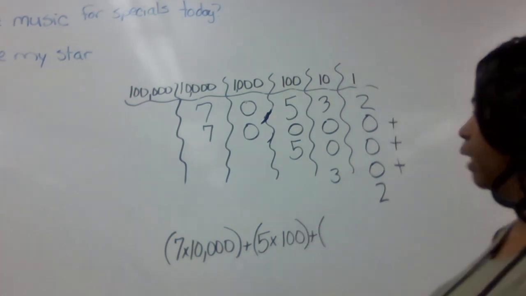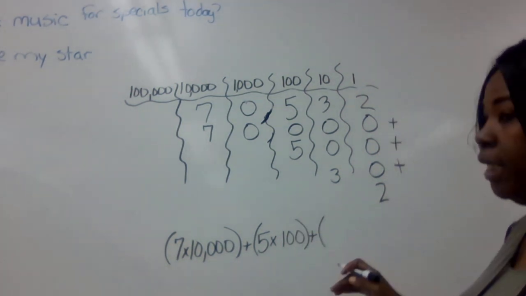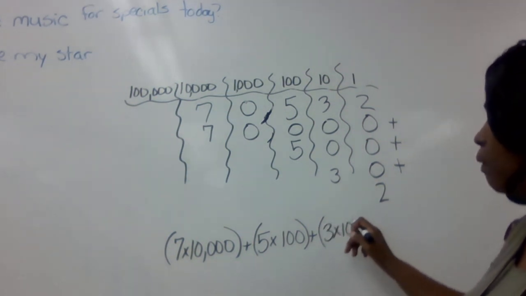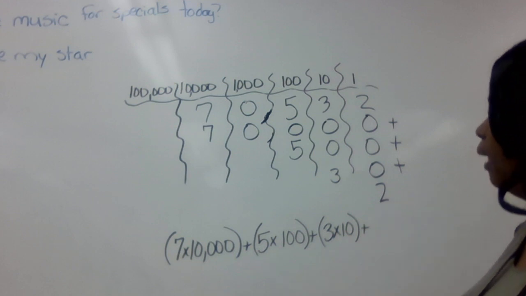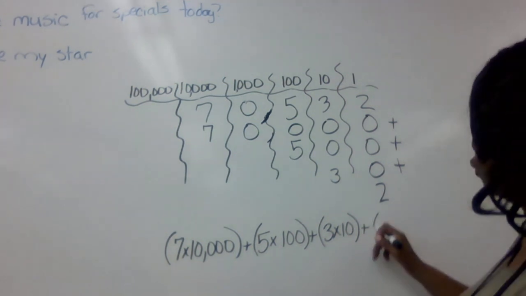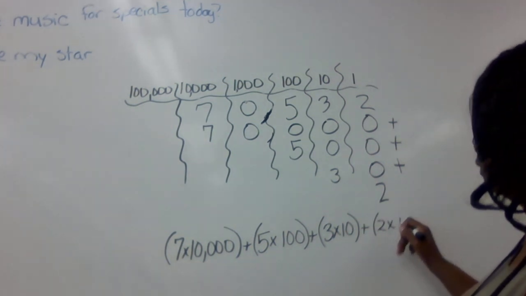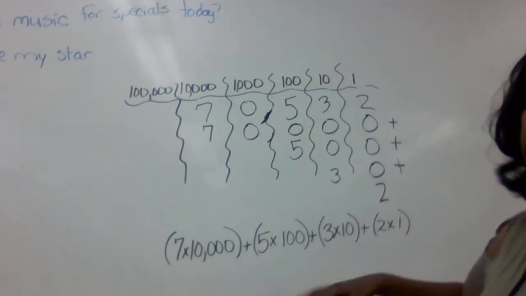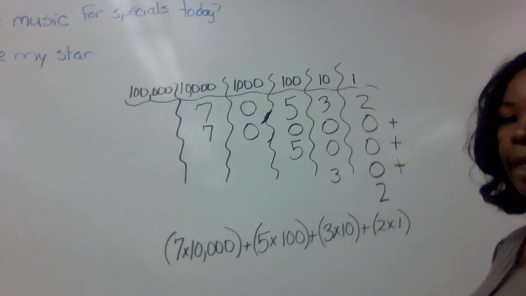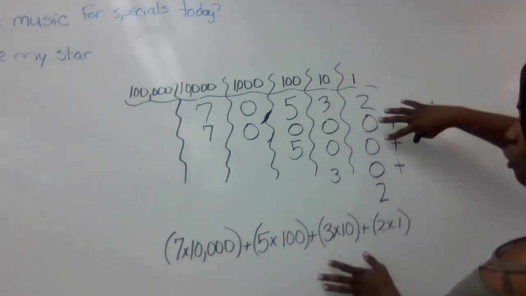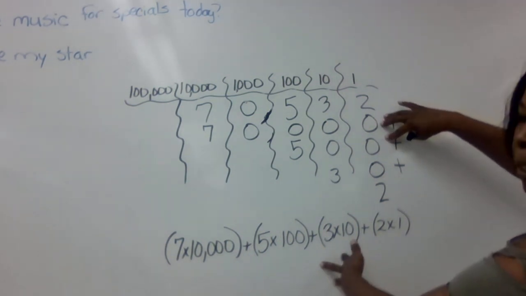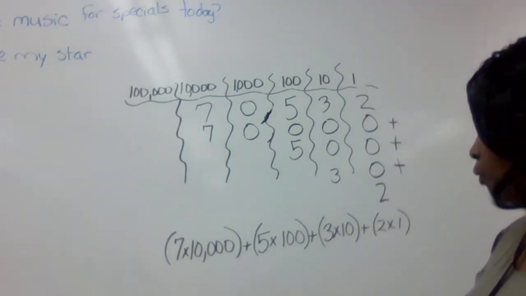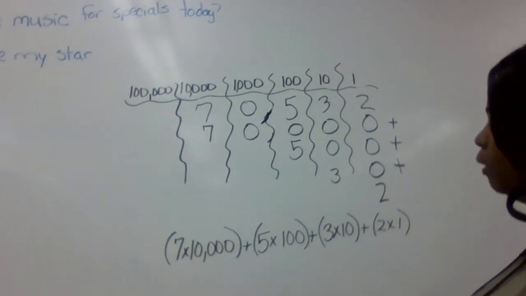Plus, now, next place value, we have the tens. What digit is there? 3, and it's in the tens place, so we're going to do 3 times 10. Plus, we have what number next? 2. What place is it in? It's in the ones place. And this is another form in which we do expanded form. So in class and on tests, they're expected to know both ways of expanded form. They'll see it in both ways on tests, and we will also talk about it in class as well.